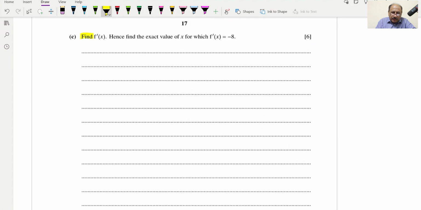C part, find f dash of x, hence find the exact value of x for which f dash of x is equal to minus 8. This is a 6 marks part. So f of x is equal to 2x plus 1 over e raised to the power 2x minus 1. Now we can take the differentiation.